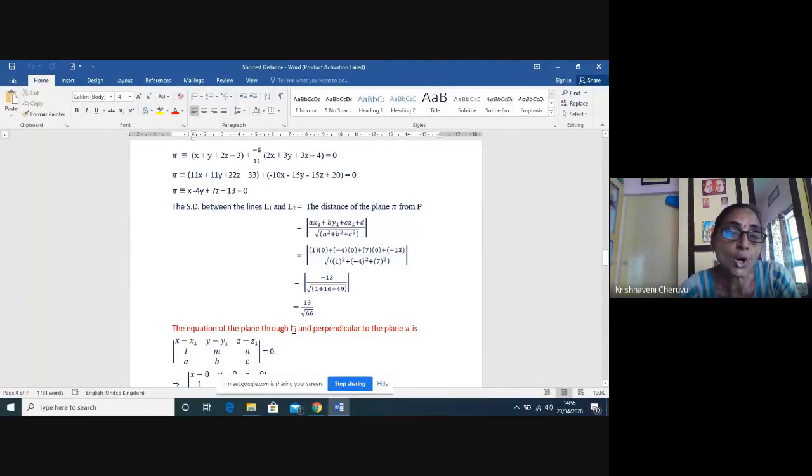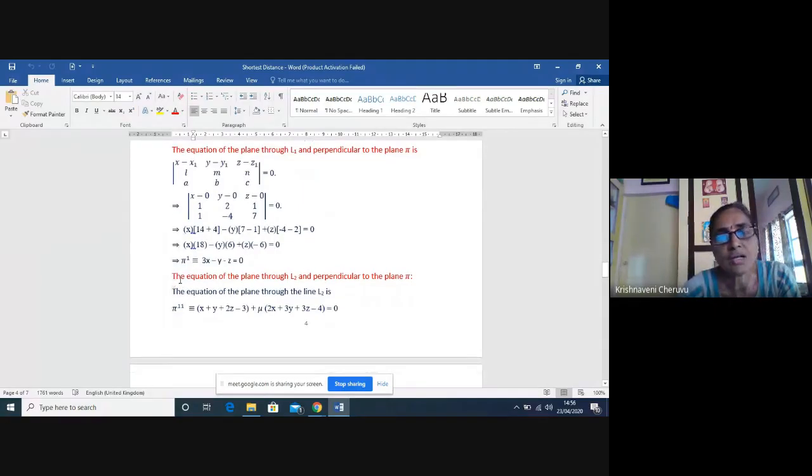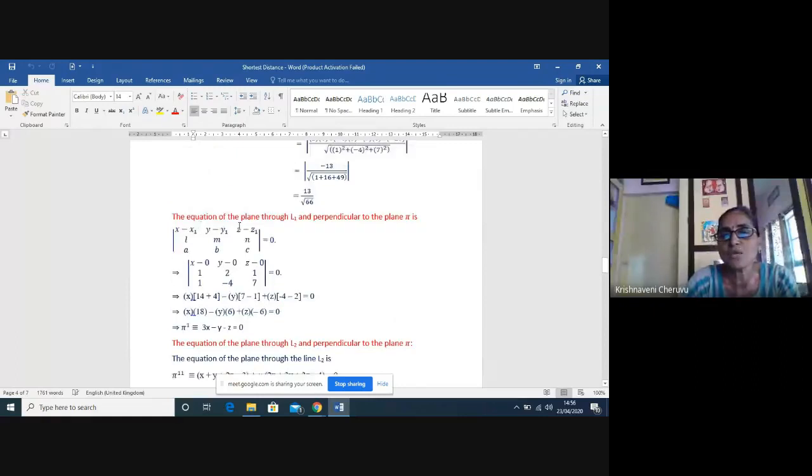Now you have to find the equation of the line of shortest distance. What we have to do for that is find a plane through the line L1 and perpendicular to the plane pi. Also, I'll be finding a plane through the line L2 and perpendicular to the plane pi. So the first step is the equation of the plane through the line L1 and perpendicular to the plane pi. What is this plane pi, girls? This is the plane which is containing line L2.